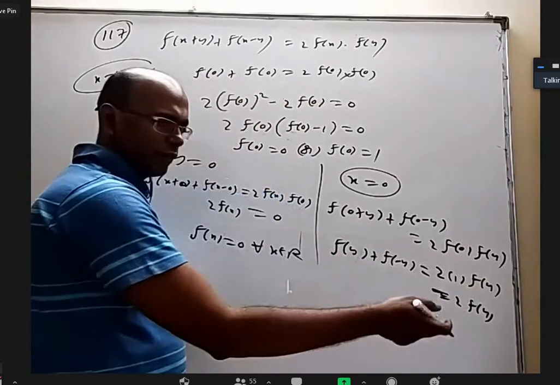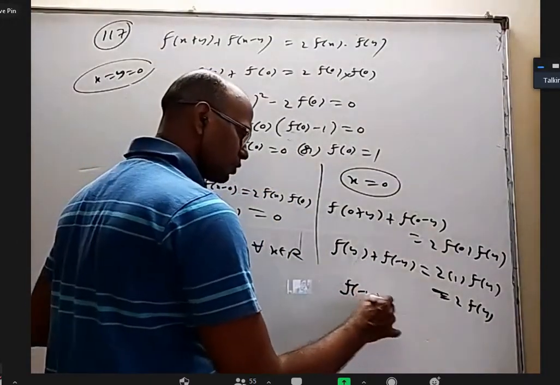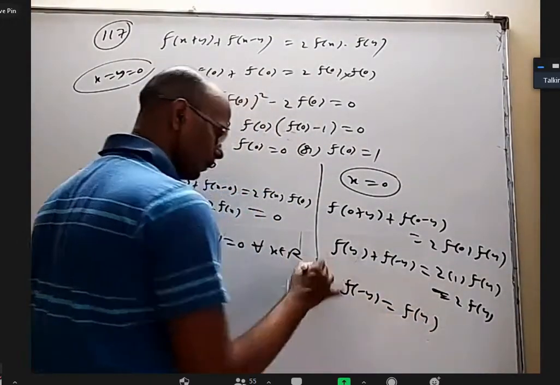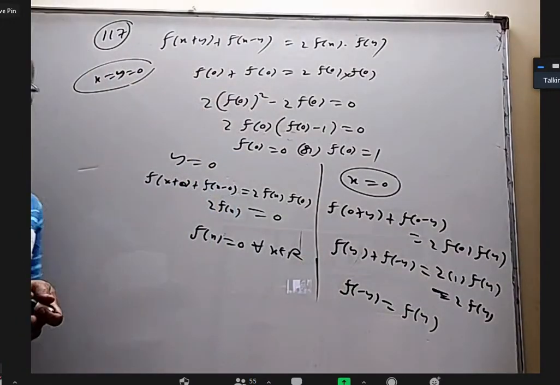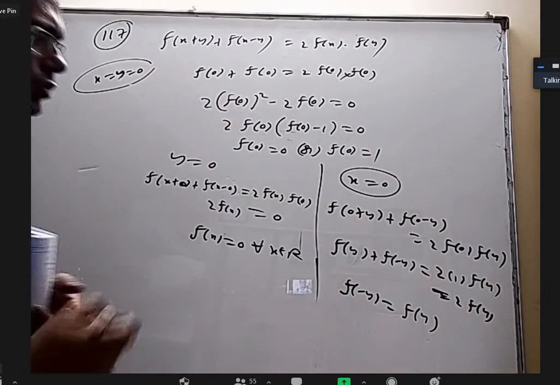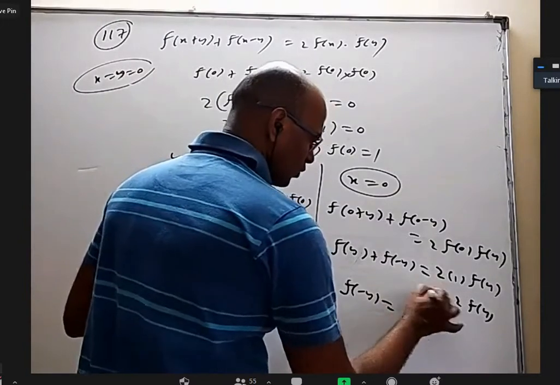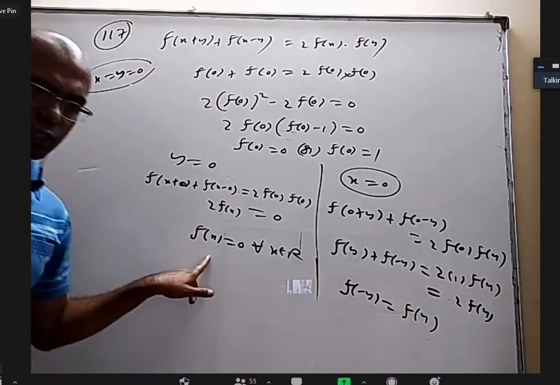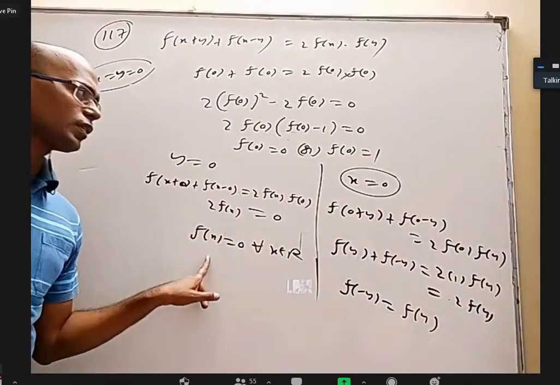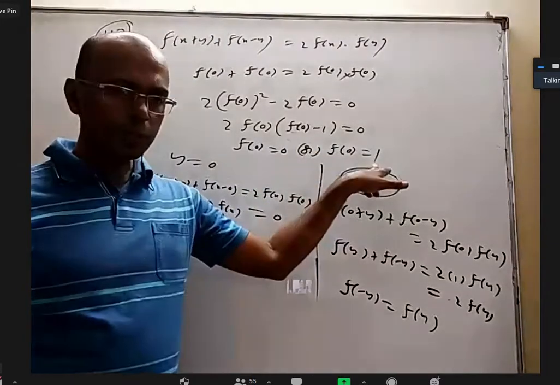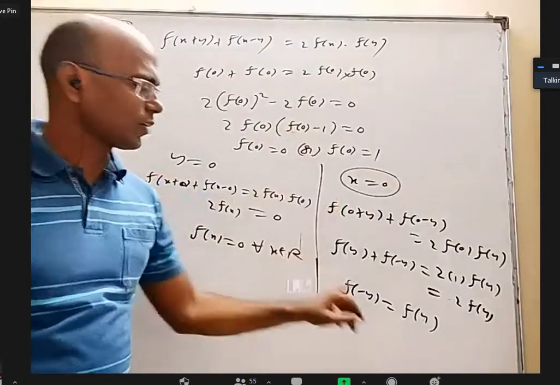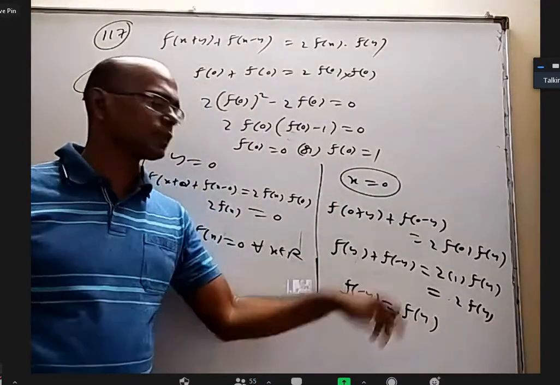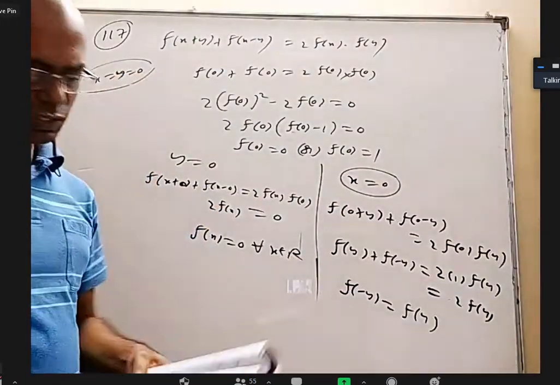If you send this f of y that side, f of minus y will come f of y. So what happened was we have not yet found the function, but if f of 0 is 0, f of x must be 0 always. It is both even and odd. But if f of 0 is 1, there may be many functions, but f of minus x should be same as f of x. It should be even. That is exactly what they asked for us, I think.